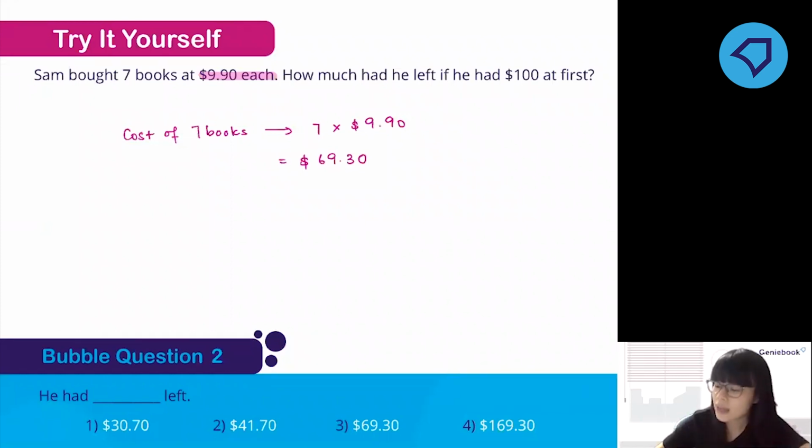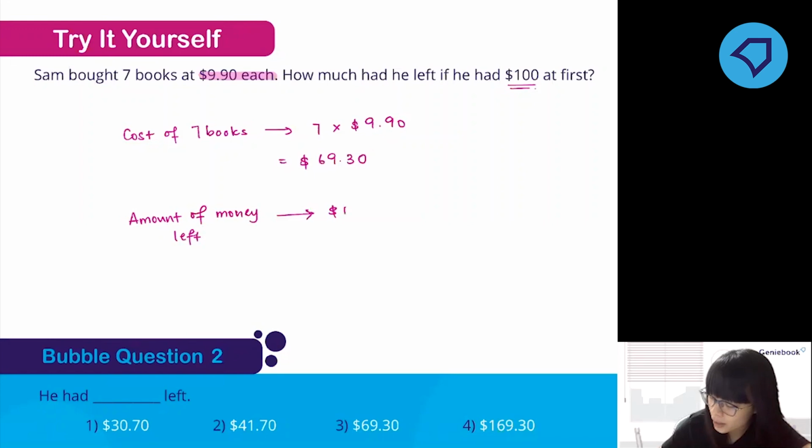Now, he gave the cashier $100. Assuming he had $100 at first, he spent $69.30. So how much money had he left? So the amount of money left. How much would that be?